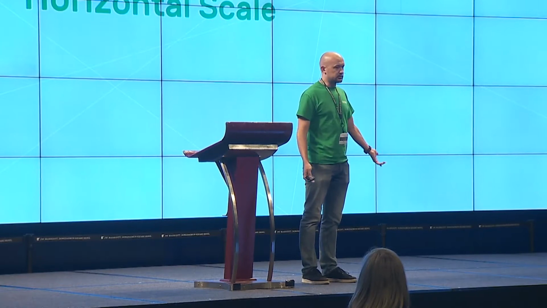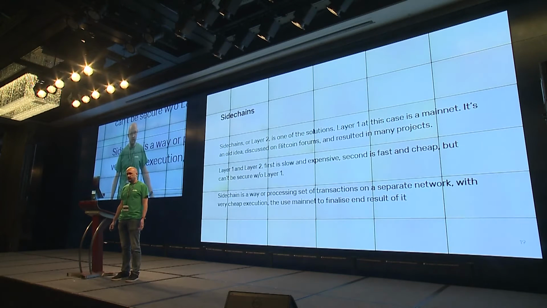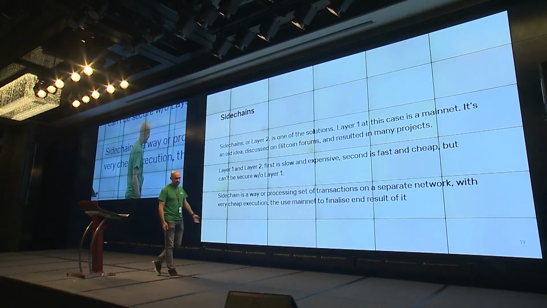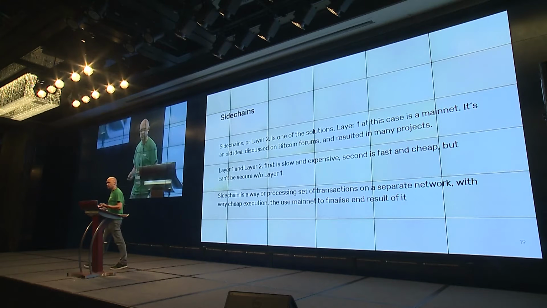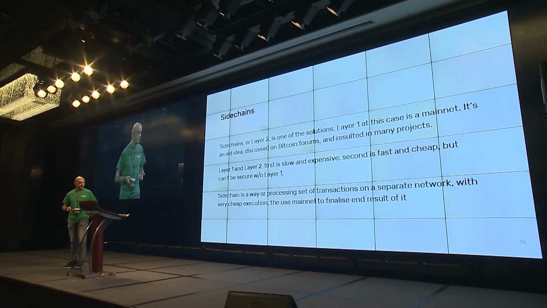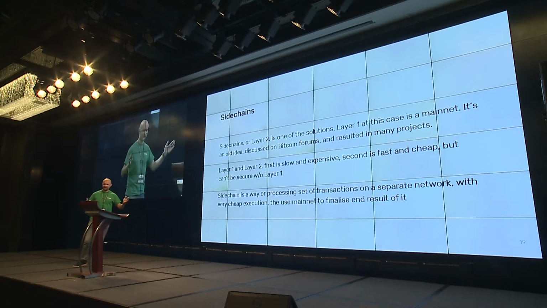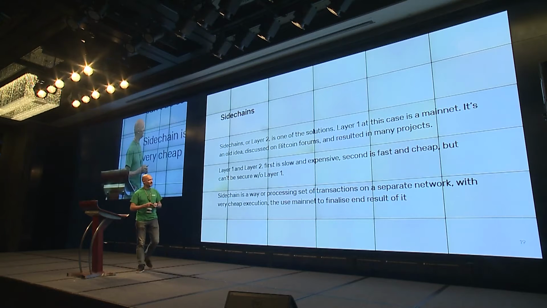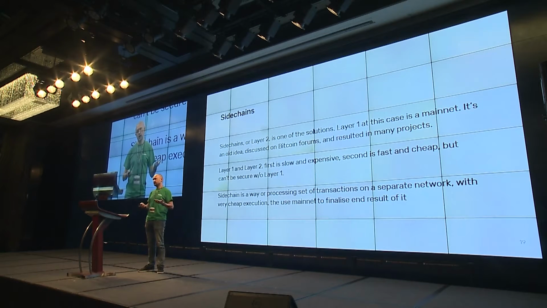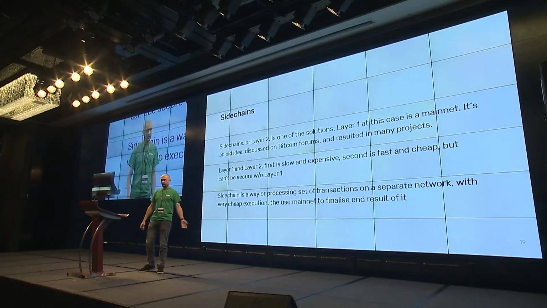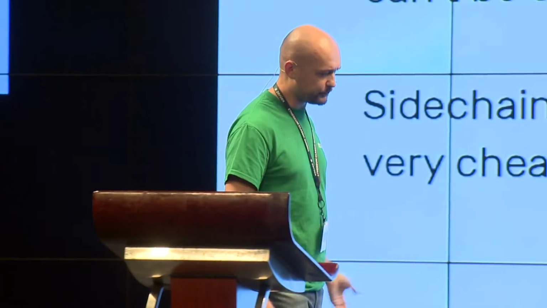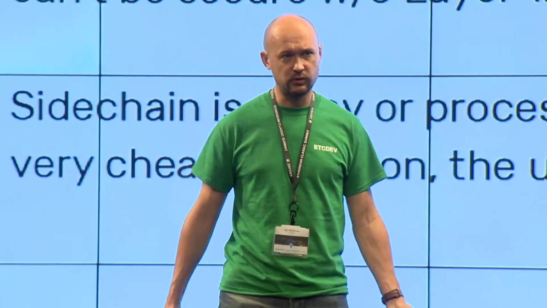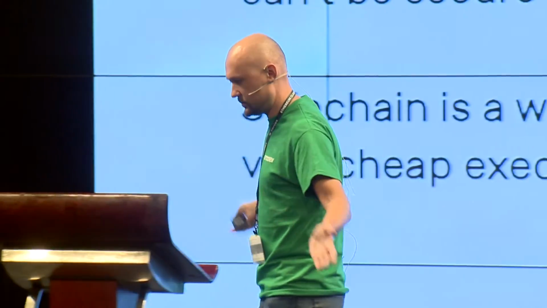OK, we have horizontal scale. And this is basically sidechains. Sidechains is an old idea discussed on Bitcointalk and everywhere for many years. I mean, in the blockchain space, it's an old idea, a few years old. So it's like there are two layers. Layer 1 is my secure network, mainnet, and layer 2, a layer above or behind layer 1, which can be less secure because it's just for temporary state. And basically, you're using security from mainnet.